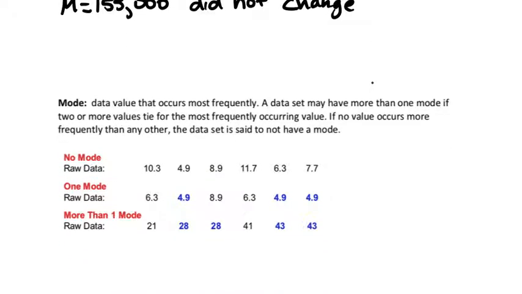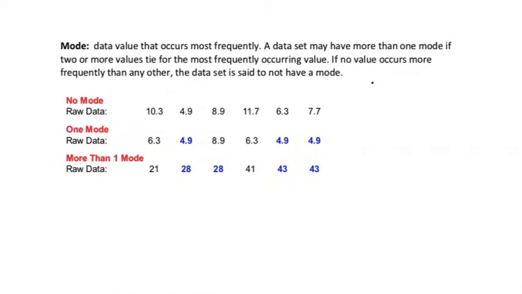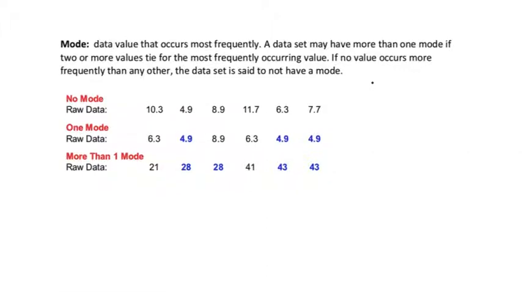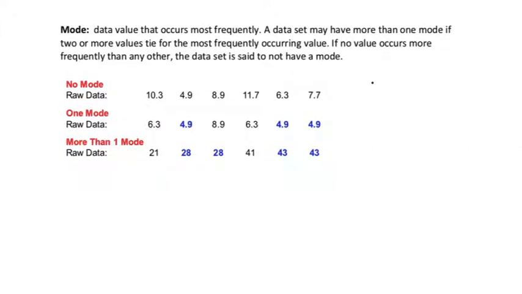And our last measure of center is called the mode. The mode is the data value that occurs most frequently. A data set may have more than one mode, or it could have no mode. So here's an example of a data set with no mode. Each number occurs exactly once.